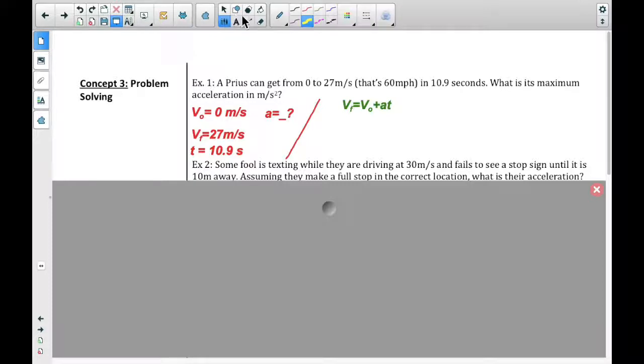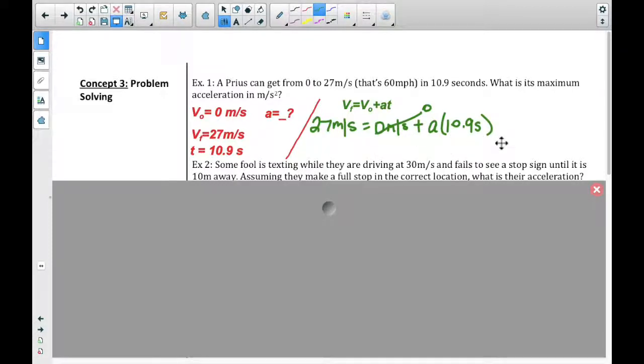So now that we have an equation, we're ready to start plugging in some numbers. As I plug in these numbers, I'm going to also put my labels on there because that's going to help me make sure that my answer in the end is in the right units. My final velocity is 27 meters per second. My initial velocity is 0 meters per second. And then a, that's what I'm looking for. And time is 10.9 seconds. Because this is 0, I think we all understand we don't need that. That's 0, it's gone, so that's nothing.